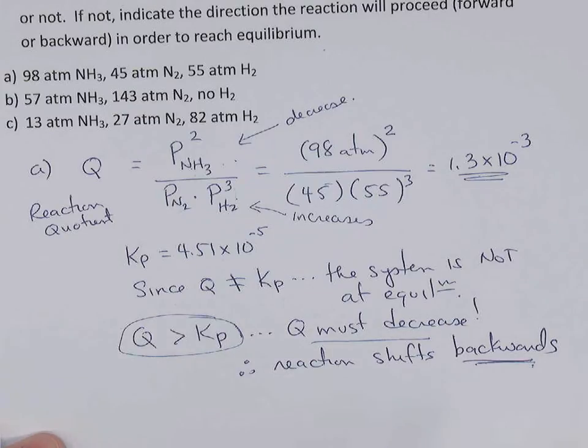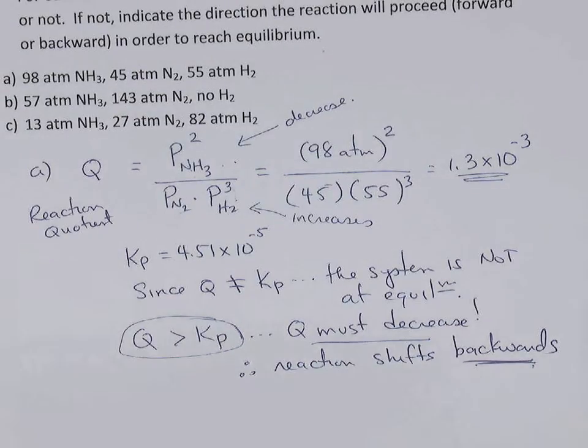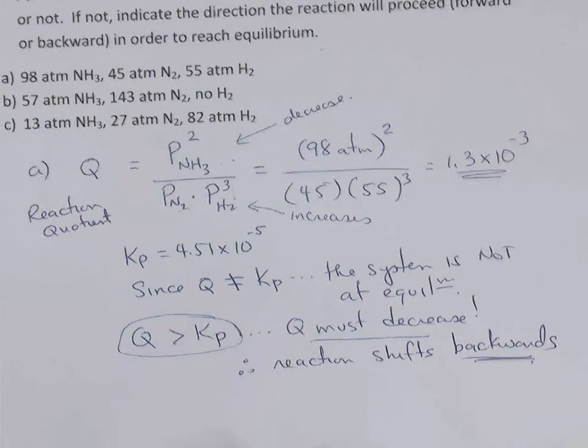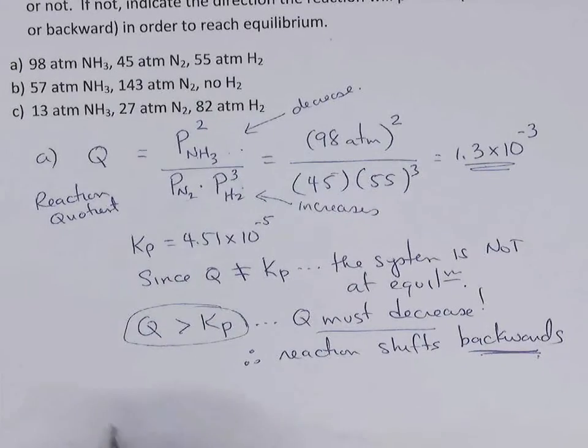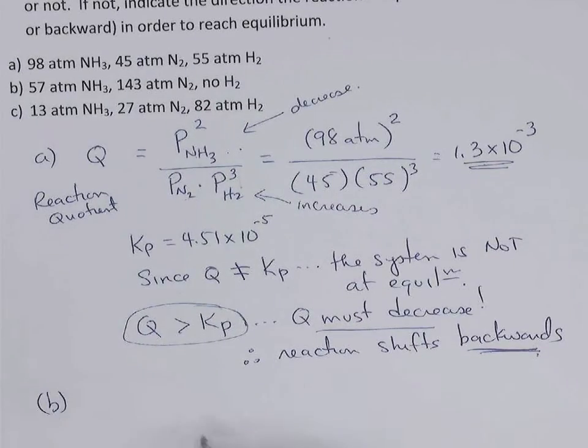So if you just memorize those three situations, that when Q is equal to K, you're at equilibrium. Q is greater than K, you'll shift backwards. And if Q is less than K, you shift forwards. Now logically, if you think about it, you really only need to memorize one of those two latter situations, and everything else should fall into place. Alright, let's quickly do part B and C.